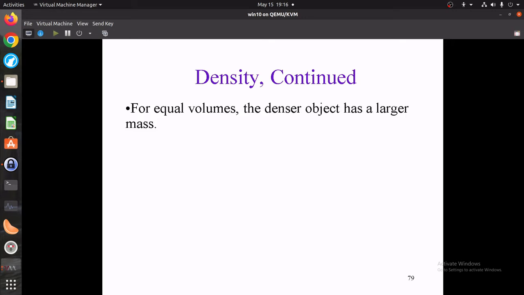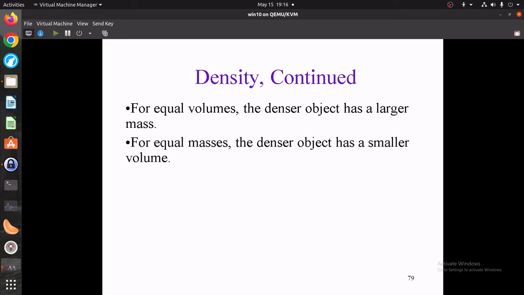Let's do some thought experiments around density. For equal volume, the denser object has the larger mass. Okay, so if two things occupy the same amount of space, something that's more dense is going to have more mass to it. For equal masses, the denser object has a smaller volume. Okay, so if you have something that's very, very dense, it's going to accumulate mass very quickly as you add volume to it. So a smaller volume is going to have the same mass as something that's less dense.